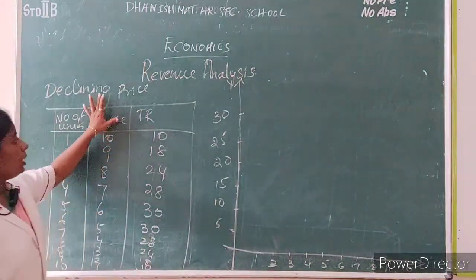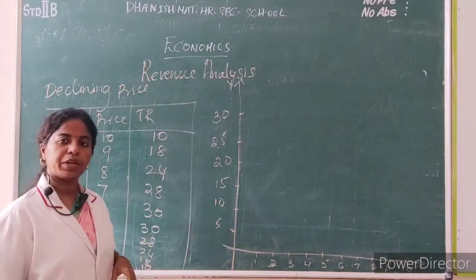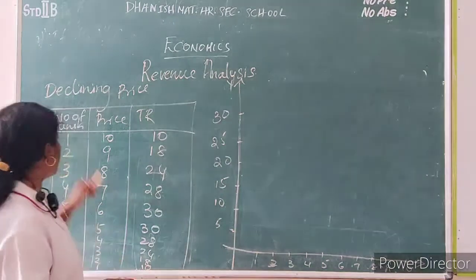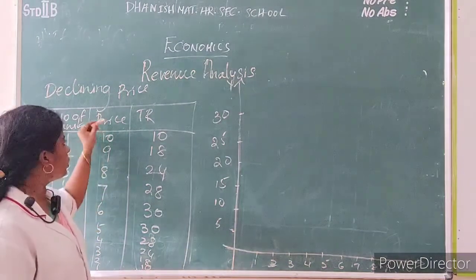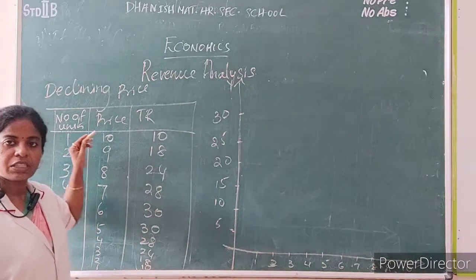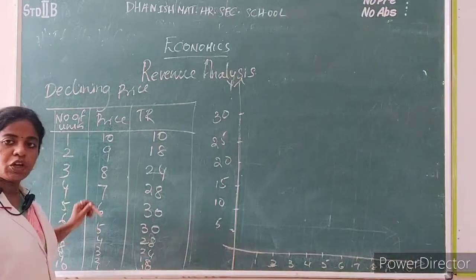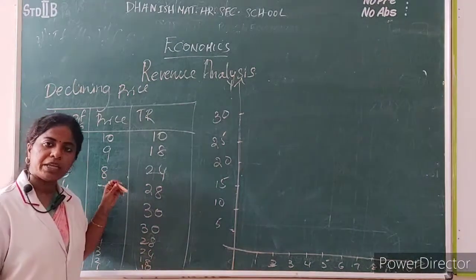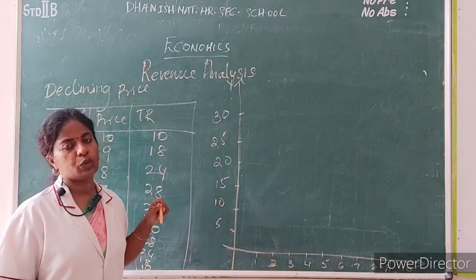So now we will see total revenue under declining price. Under declining price, the number of units is up to 10. Up to 10 units they have produced, and the price was fixed first starting with 10, and then later the price started to decrease, because if we maintain the same price till the end, the demand will not be created and supply also will not be there.